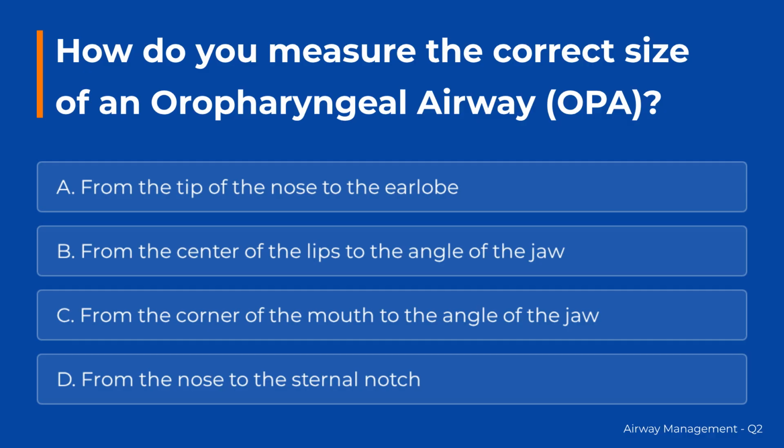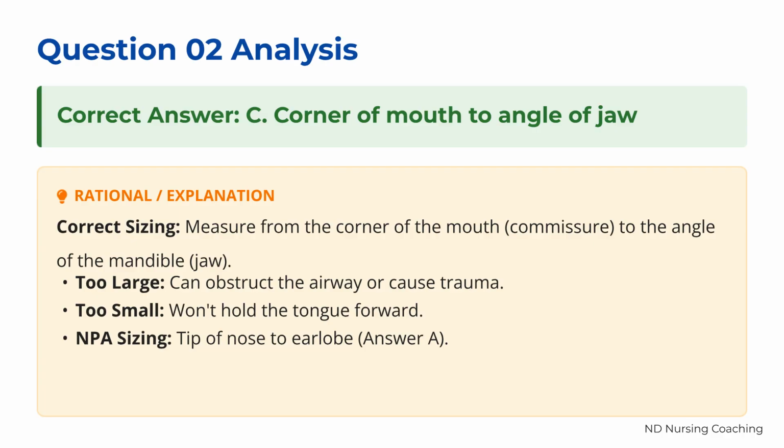Question 2. How do you measure the correct size of an oropharyngeal airway, or OPA? The correct answer is C, from the corner of the mouth to the angle of the jaw. Sizing is crucial. A device that is too large can obstruct the airway, and one that is too small will not hold the tongue forward.